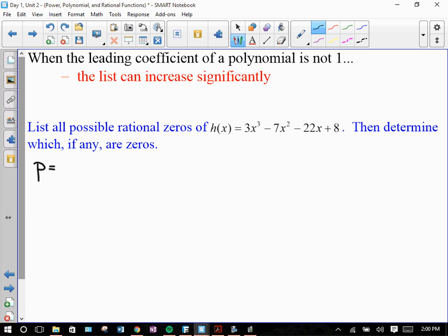P is what? Factors of the constant. Good. So what are the factors of the constant here? As Lonnie said, 1 and 8, I'm going to say plus or minus 1, plus or minus 8. What else are factors of the constant? Good.